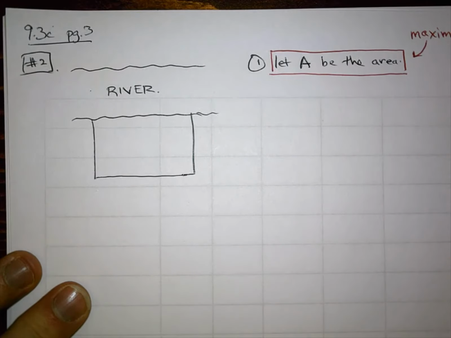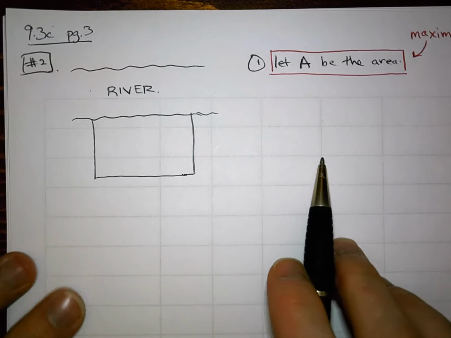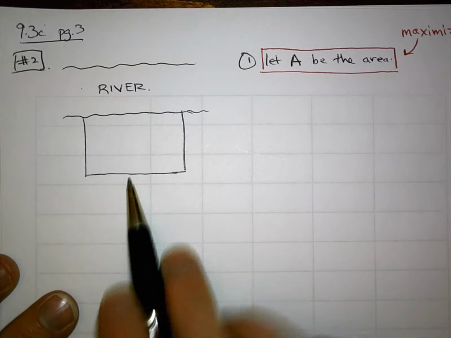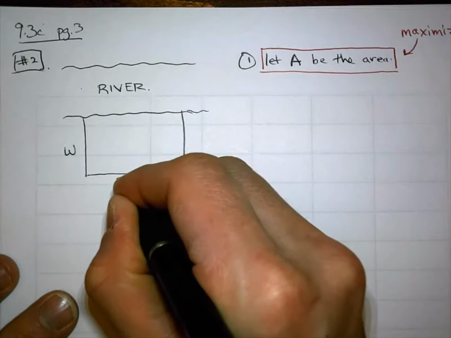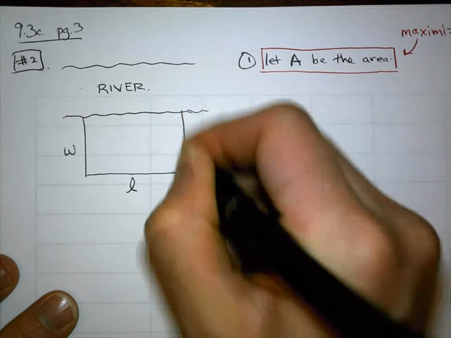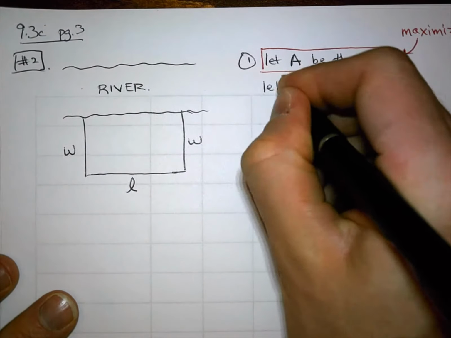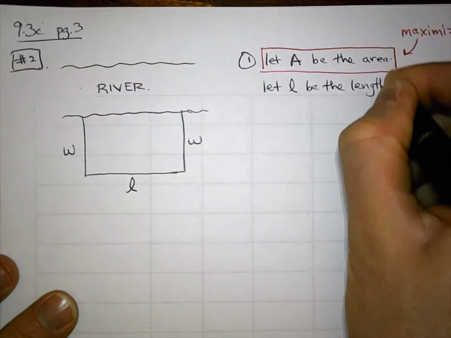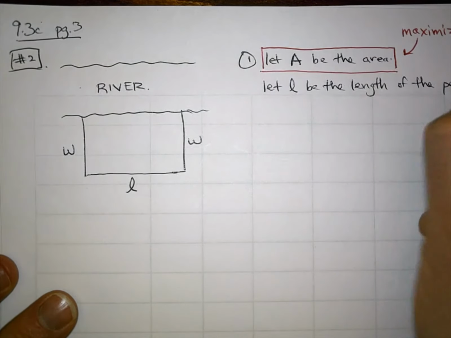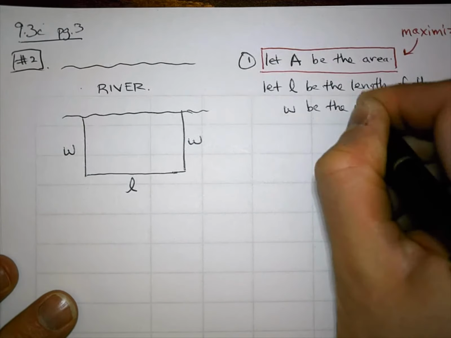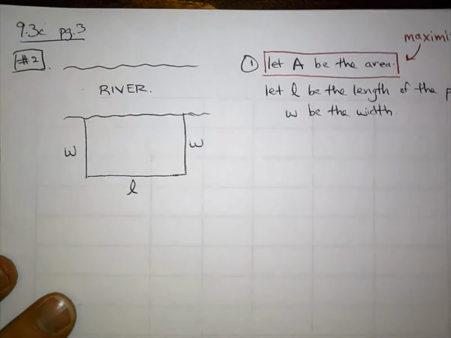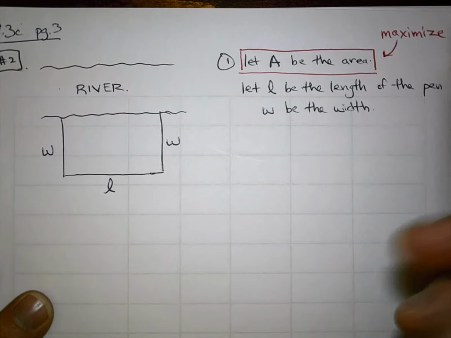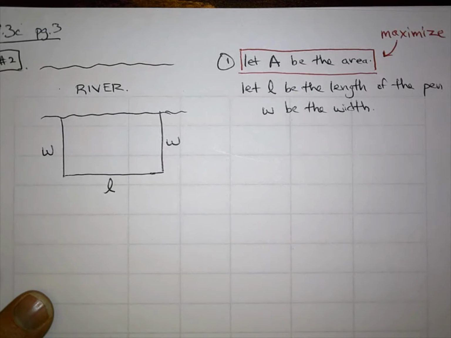Okay, now we need some other variables. So what are the other things that I'm looking at with this picture? Well, there's the area. To even find area, I need to know the dimensions. So let's call this dimension W and this dimension L, length, and then this again will be width. So let's just define those. Let L be the length of the pen and W be the width. So now I've defined all of the variables. But you can tell the picture really helps.